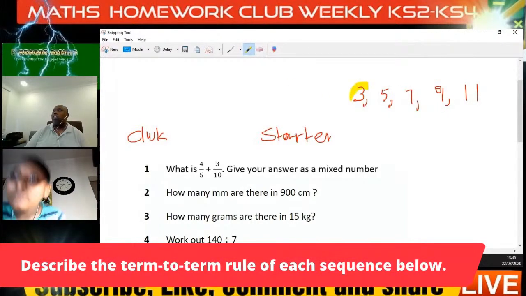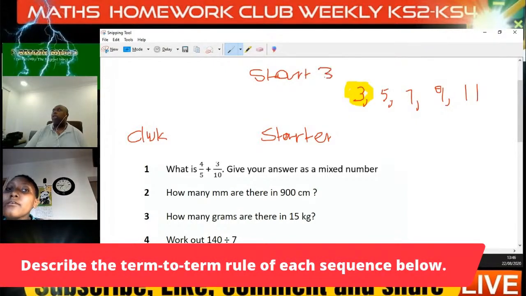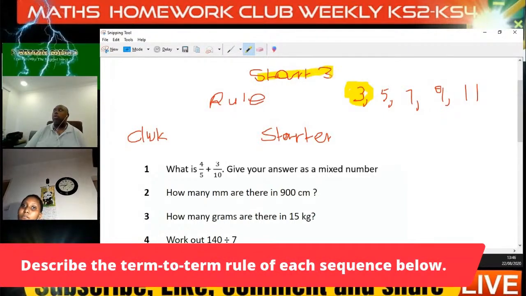We talk about our starting number. The starting number is 3. You start with 3. And your rule, what is your rule? What are we doing each time? We go from 3 to 5. How did you get from 3 to 5?